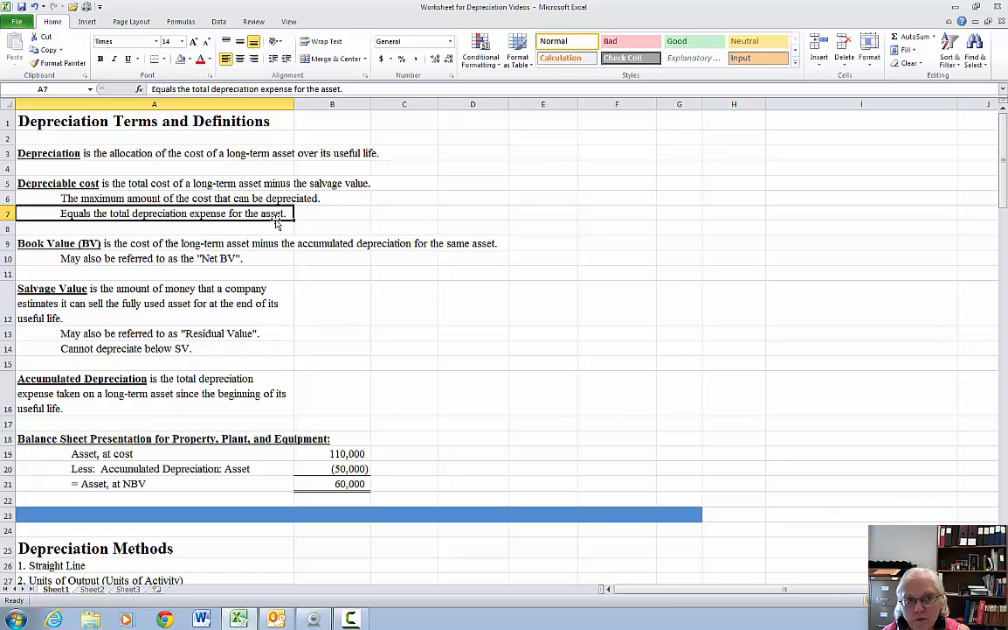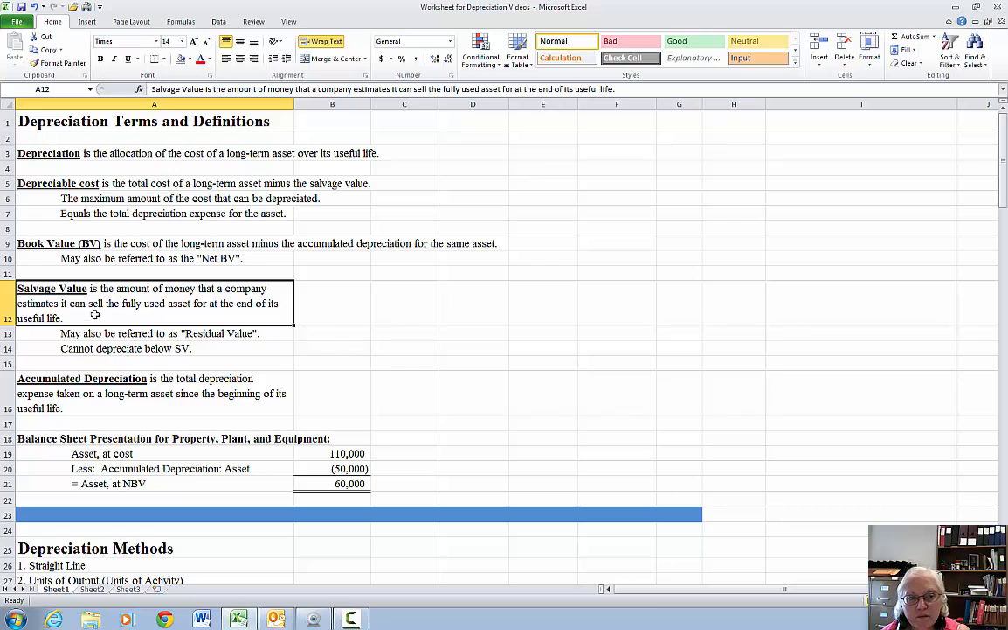Okay, so the amount we can depreciate is the depreciable cost, and that's the cost of the asset minus the salvage value. Okay, so let's see, what is salvage value? Salvage value is the amount of money that a company estimates it can sell the fully used asset for at the end of its useful life. So you finish with it, it doesn't work as well anymore, so you put it out on eBay or wherever and you sell it for as much as you can get for it, and that would be what you think the salvage value will be.